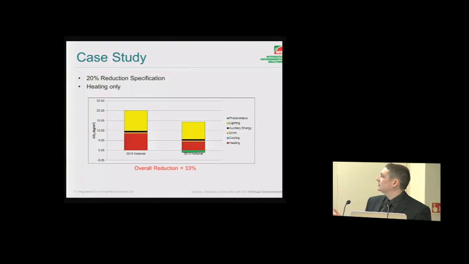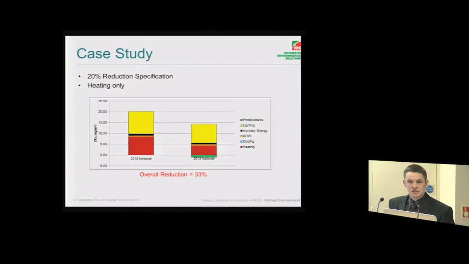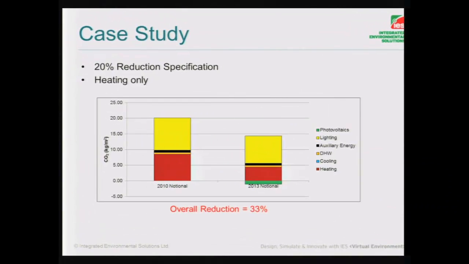Now, I want to stress that this is just a case study, and it's based on the aggregate reduction. But the results I'm seeing aren't out of line with what I was expecting. The reduction we're seeing is going to be greater than that, particularly in the heating only, simply because of the fairly significant changes in the building fabric.